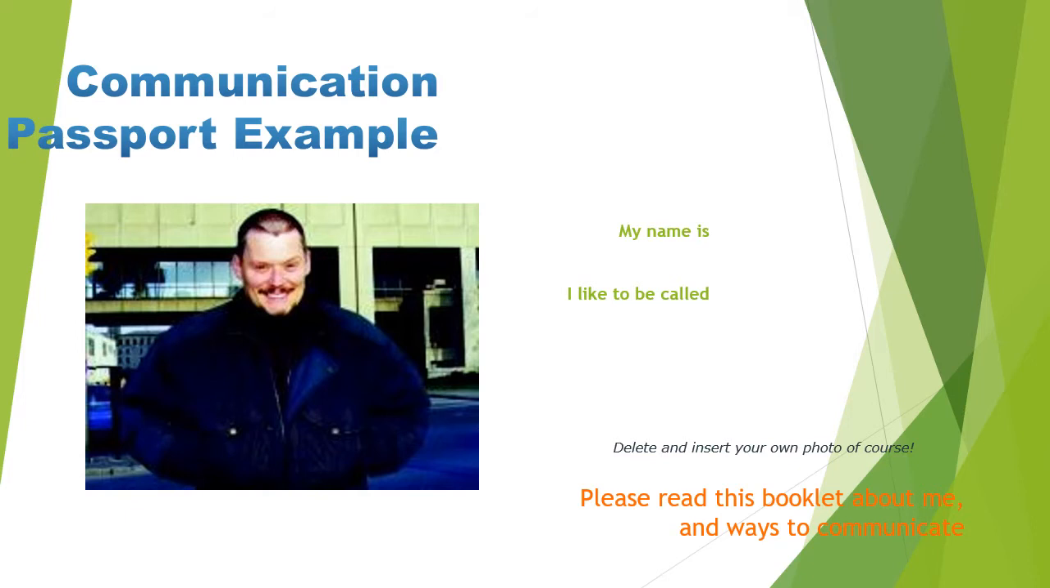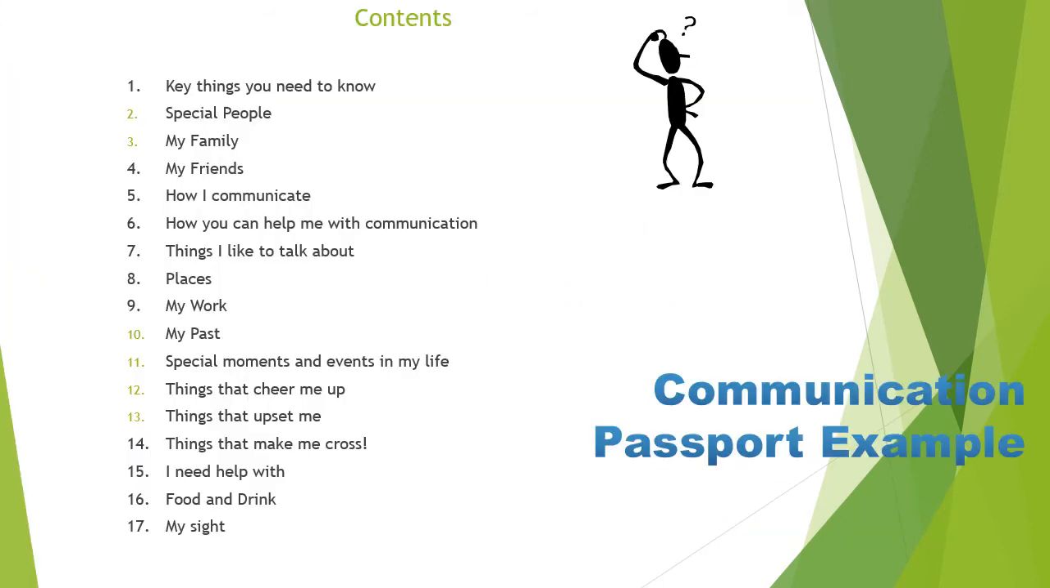So you'll see the first page is an example, as I said, of your communication passport. It says, please read this booklet about me and ways to communicate. There's a photograph of the person on there, and you'll have the person's name and the preferred name. For example, if this was me, my name is Jacqueline, but I prefer to be called Jackie. That would be on there so that people know to use the right name when they're communicating.